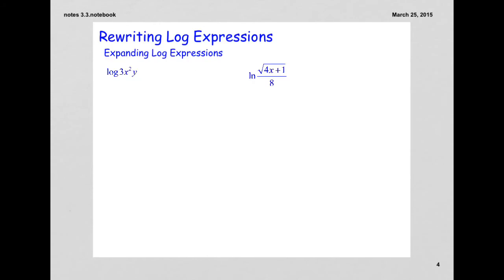Okay, now I need to rewrite log expressions, expanding log expressions, which means basically each number has to have its own log, and I can't have any exponents. So I'm going to rewrite this as log 3, and since it's multiplication, according to my properties, that becomes addition, log x squared plus log y.